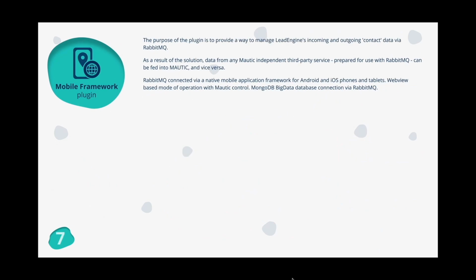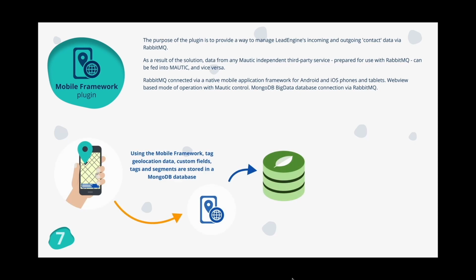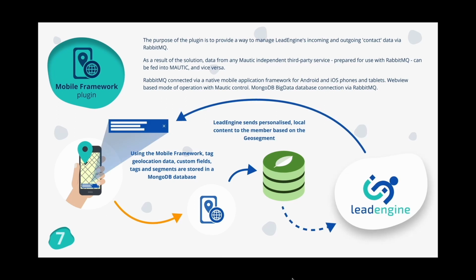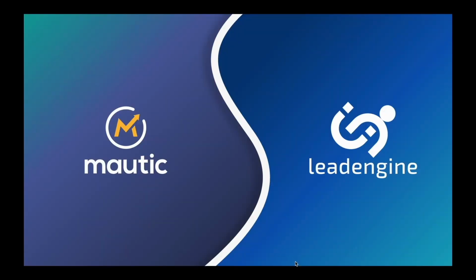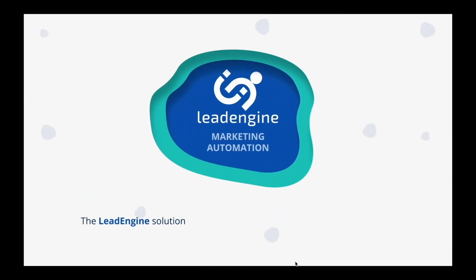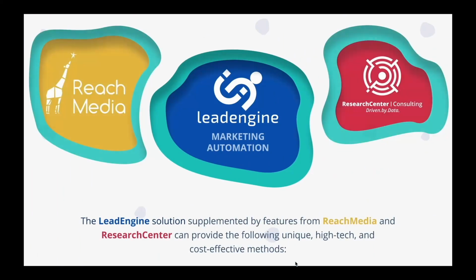Native mobile application framework for Android and iOS phones and tablets, connected via RabbitMQ. WebView-based operating mode with Mautic control, MongoDB Big Data database connection via RabbitMQ. Thanks to this technological development, the Mautic open source marketing software has emerged.